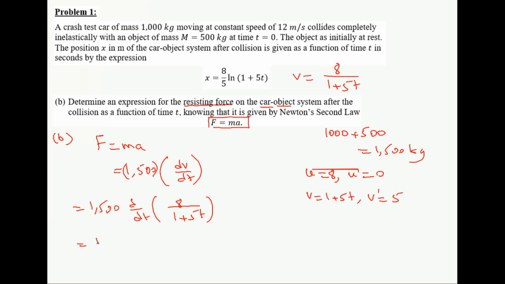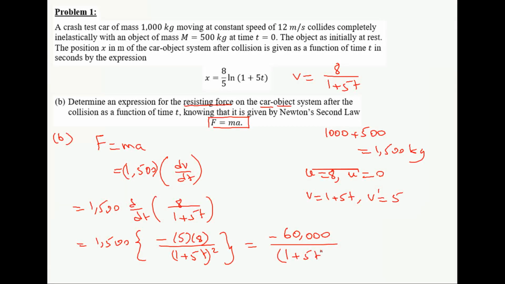Then that would be 1500 multiplied by u prime v, that would be 0, minus v prime u, which is 5 multiplied by 8, divided by (1 + 5t) to the power of 2. And multiplying everything, that would be minus 60,000 divided by (1 + 5t) squared. And here there is no need to put any unit, which is newtons, because it's expressed in terms of another parameter. The minus sign is very crucial because this force is a resisting force, as we shall see in unit 2. Sorry, it's a resisting force and not a restoring force, alright?